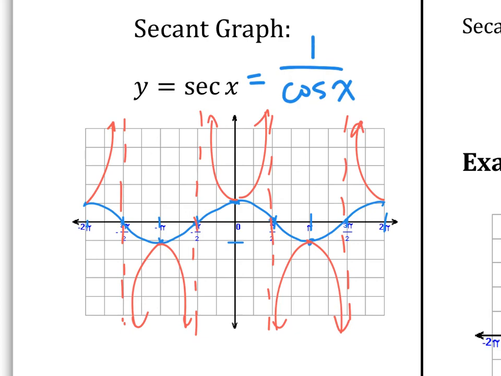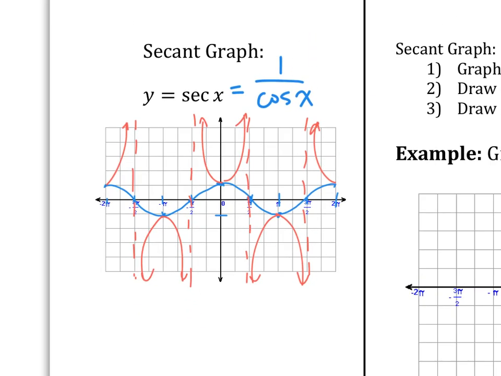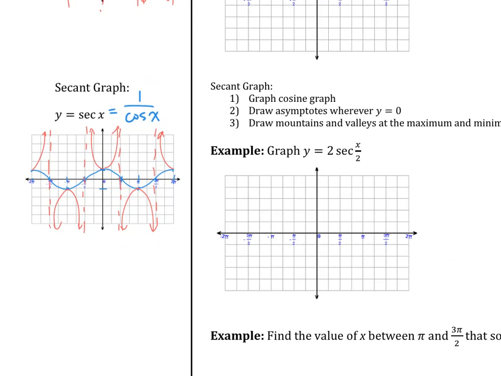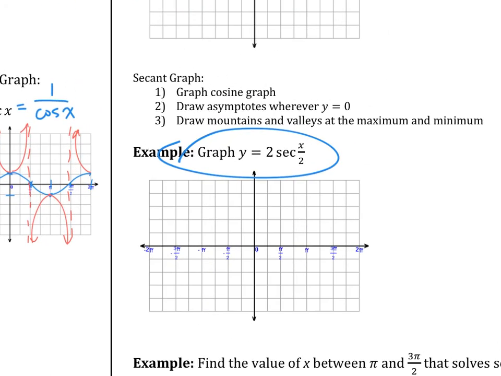Okay, now is the time for you to practice. Let's have you guys just try this one: 2 secant x over 2. You're going to think about which function you're going to start graphing so you can find the asymptote. So this one, you're going to graph 2 cosine x over 2 to start.